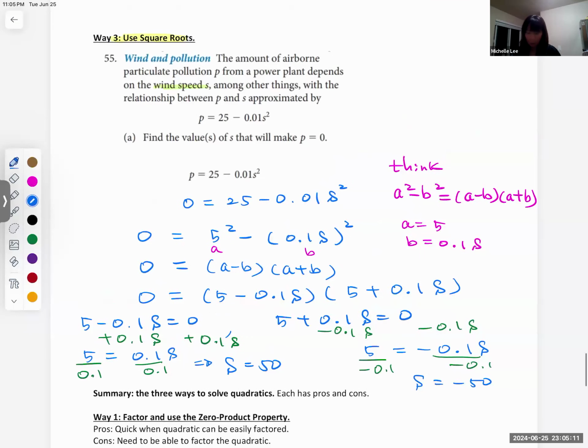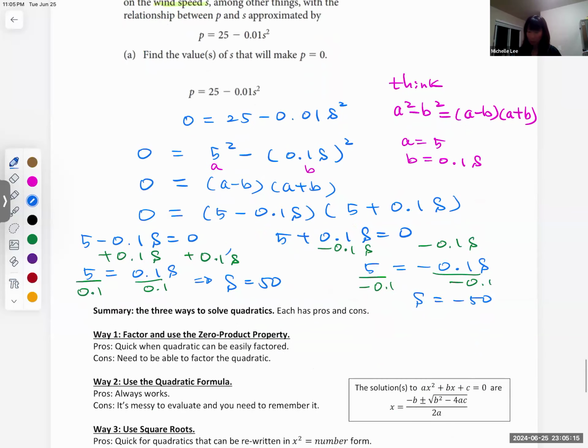Okay, since they talk about the wind speed for s, we reject this one. Wind speed. So s equals 50, we take this one, right? This is the solution. So s equals 50 is the solution.